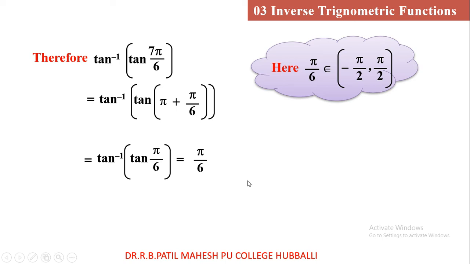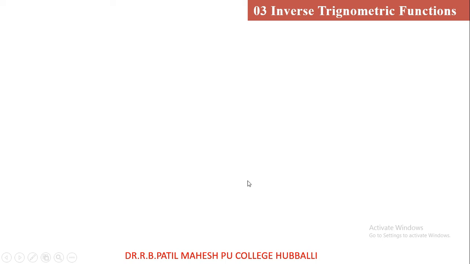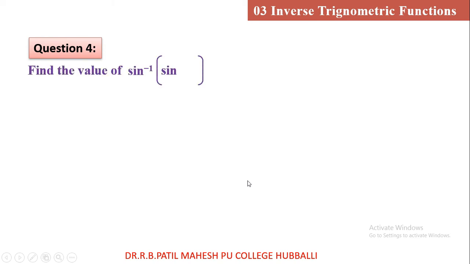These are the examples where we have to use the results. Question number 4. Find the value of sine inverse of sine 2 pi by 3. Many students may think sine inverse and sine are removed and the answer is 2 pi by 3. No students, you should think whether 2 pi by 3 lies in the range of sine inverse or not. 2 pi by 3 is 120 degrees. Does 120 degrees lie in the range of sine inverse, that is minus 90 to plus 90? No. So 120 degrees does not belong to the range of sine inverse. Hence it is not 2 pi by 3.